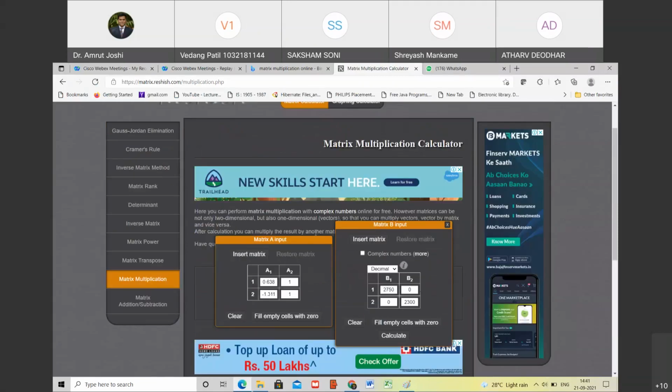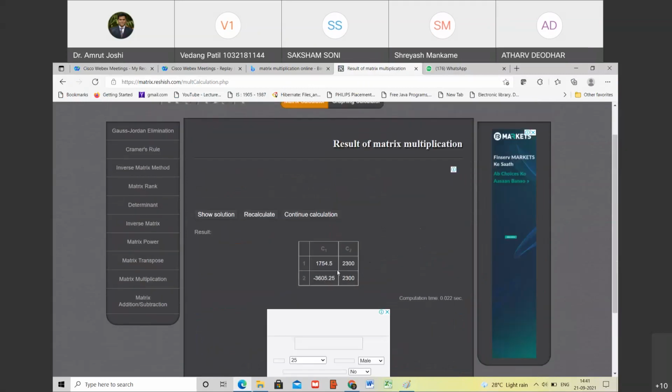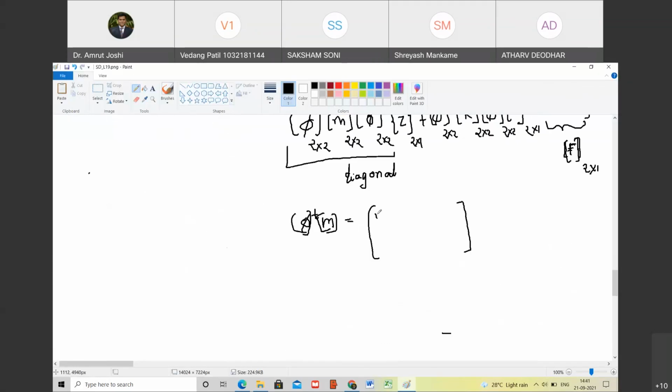And now calculate. So the multiplication is 1754.5. Write down that: 1754.5. Then you have 2300, then 2300 here also, and you have minus 3605.25. Right? Yes. This is phi transpose M.